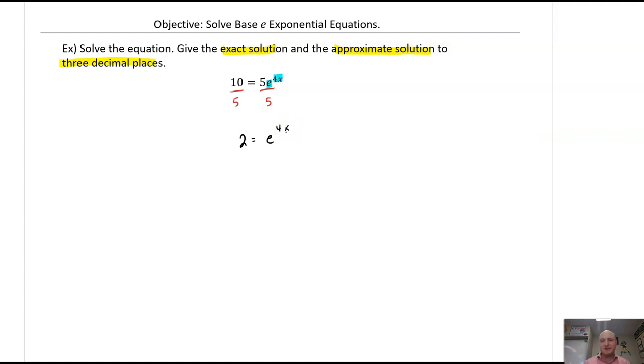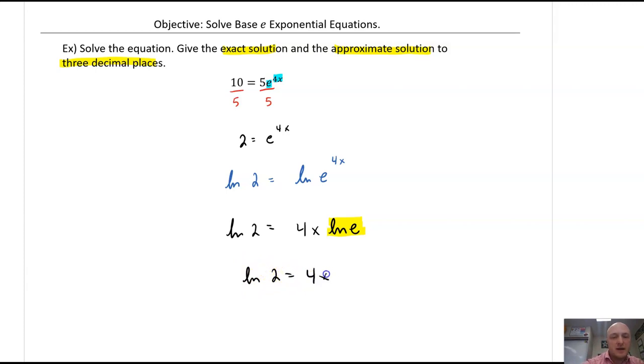I need to pull that exponent down, and how we do that is we take a logarithm of each side. Now, which logarithm are we going to use? I'm specifically only going to use the natural log because I'm working with a base e, and that is going to help us further simplify. So this gives us the natural log of 2 is equal to 4x times the natural log of e. And remember, what did we say about the natural log of e earlier? That this is just 1. So really, here's our equation: natural log of 2 is equal to 4x.